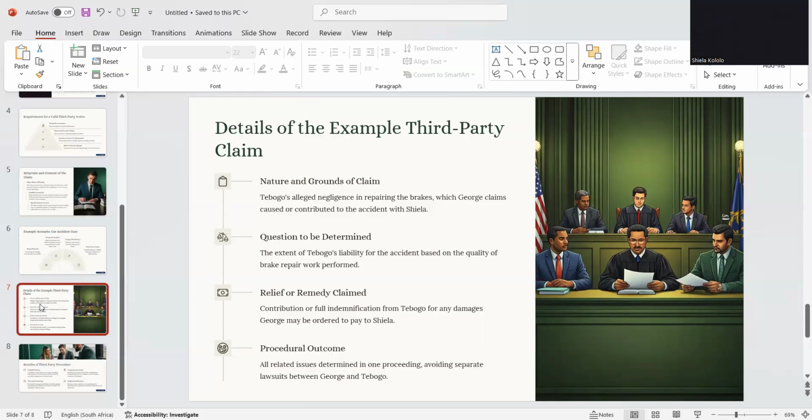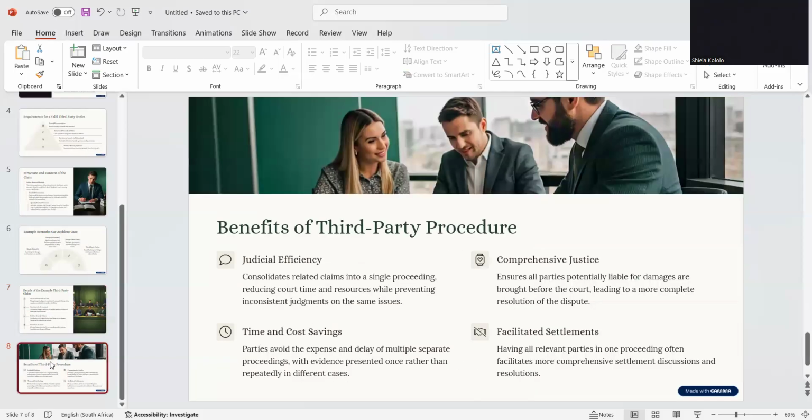The procedural outcome is that, remember we mentioned this earlier, we now have one proceedings. We are avoiding having different lawsuits between George and Tebogo. And then the benefits are really not that important. It's just for you to understand how a third party procedure works.